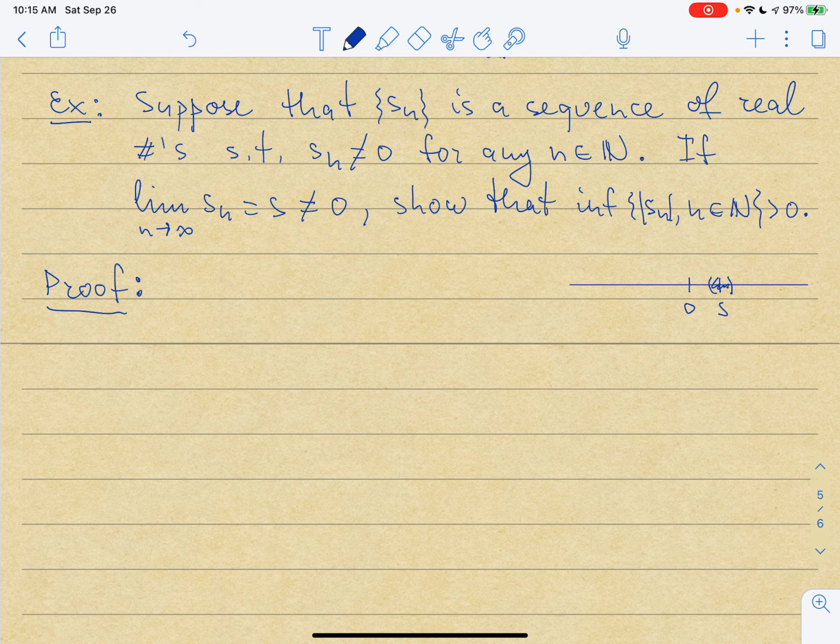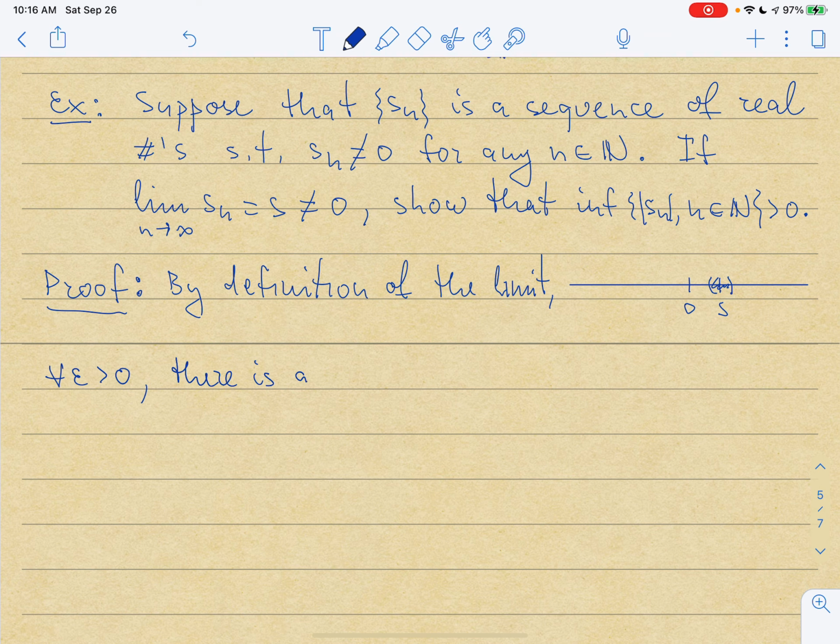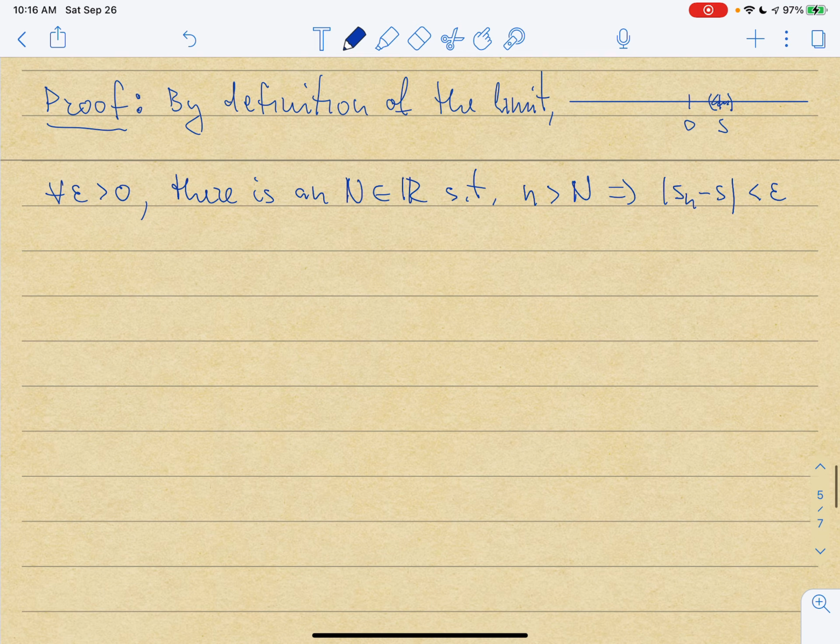So by definition of a limit, that's the first thing. First I'm going to look at the case when Sn are close to S. By definition of the limit, we have that for any epsilon greater than 0, there is an N in R such that n bigger than capital N should imply |Sn minus S| is less than epsilon.